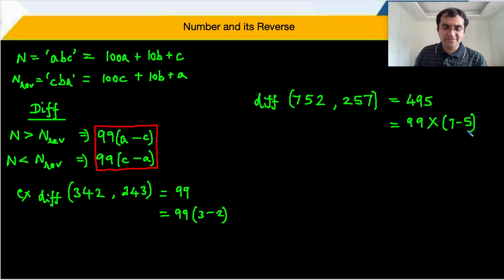So our result is verified that the difference of a three-digit number and its reverse is a multiple of 99 and the difference of the digits. But I have two possible results. So it will depend which one I should be using in my question. All right. Let's proceed.